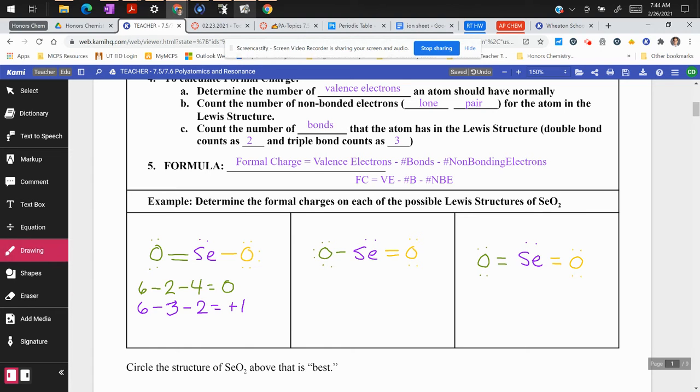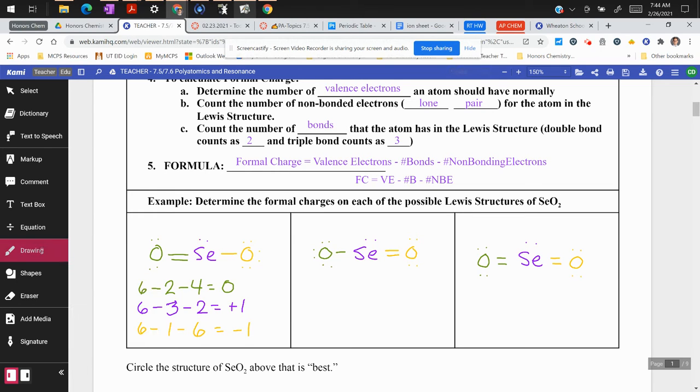The oxygen here, 6 valence minus 1 bond minus 3 pair. There are 2 electrons per pair, so we're going to subtract 6 because there are 6 dots total. 6 minus 1 is 5. 5 minus 6 is negative 1. So interesting. The oxygen on the far right has extra electrons than normal and deviates from the common bonding pattern, so it has a minus 1 charge. Selenium has fewer electrons than normal, so it deviates from a common bonding pattern and has a plus 1 charge.